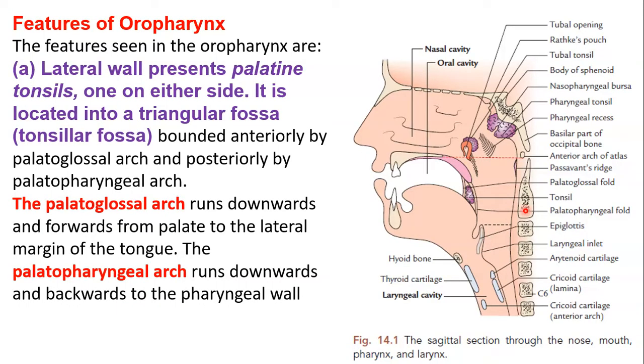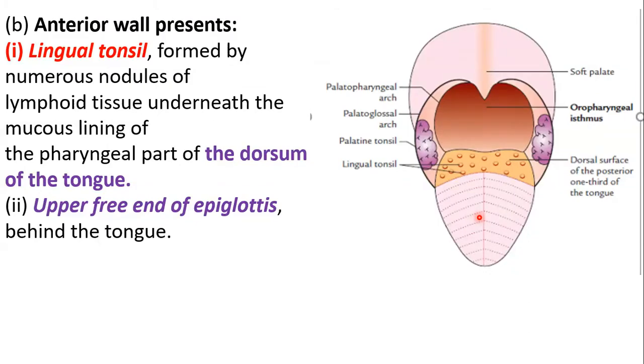Now the features of the oropharynx. I have already told that this is the fossa which contains the palatine tonsils, and what are the boundaries of the palatine tonsil, the palatine fossa? Superiorly soft palate, inferiorly posterior one third of tongue or root of the tongue, anteriorly palatoglossal fold, posteriorly the palatopharyngeal fold. So the boundaries of the palatine tonsil fossa are very important from the exam point of view.